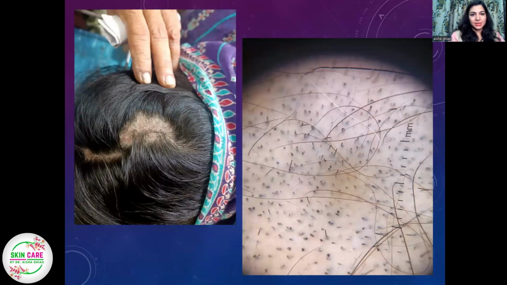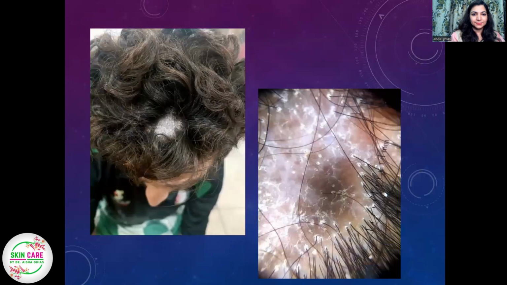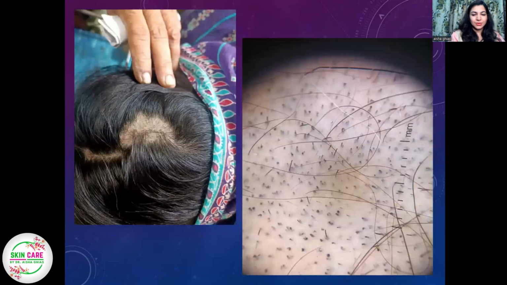Okay, another case, I would label it as case number 6. Case number 6, patch of alopecia, and then on trichoscopy, majority of the follicles are showing black dots.